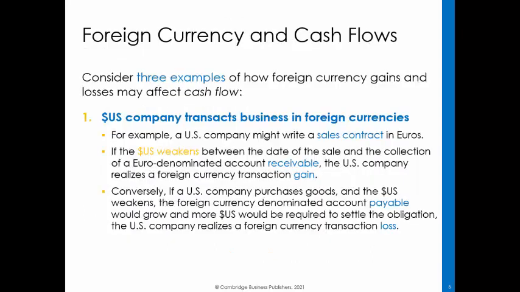There are three ways that foreign currency gains and losses can affect cash flow. The first is when the U.S. company transacts business denominated in foreign currencies. A U.S. company might denominate a sales contract in euros, for example. If the U.S. dollar weakens between the date of the sale and ultimate collection of the euro-denominated accounts receivable, the U.S. company realizes a foreign currency transaction gain. Conversely, if the U.S. dollar strengthens, the company will realize a foreign currency transaction loss.